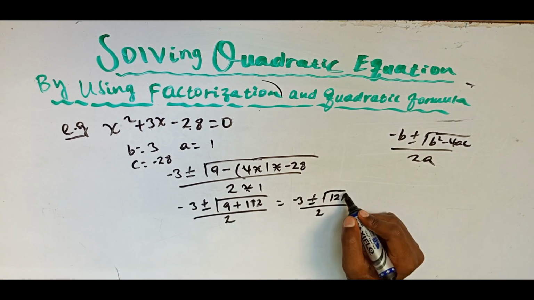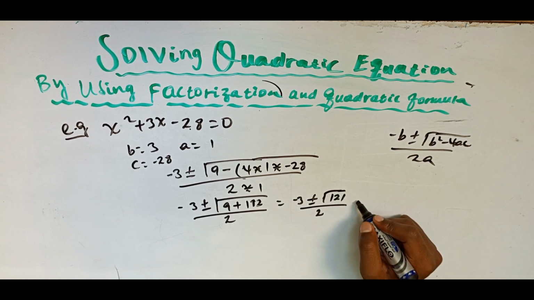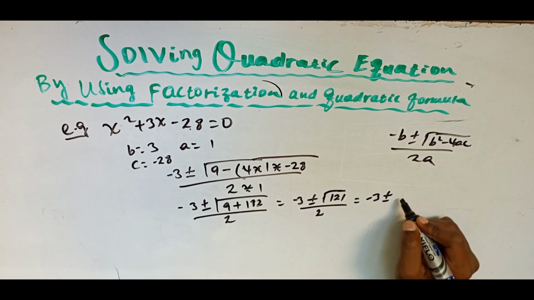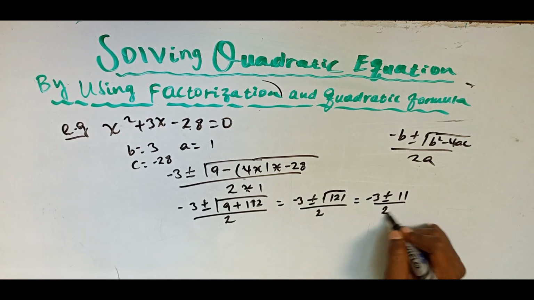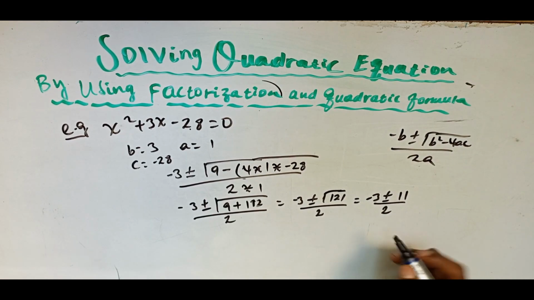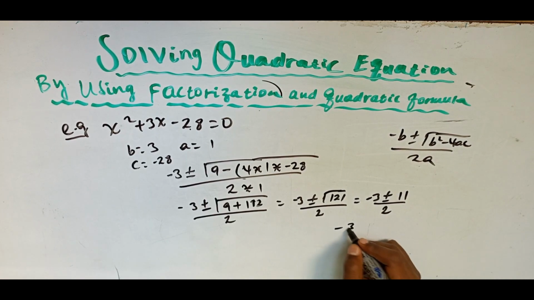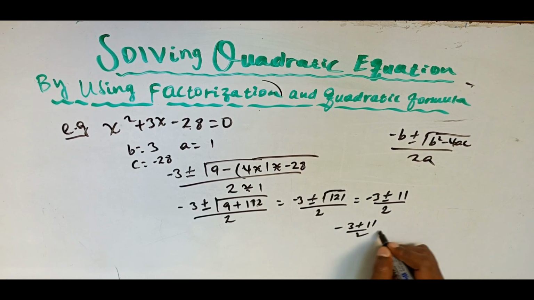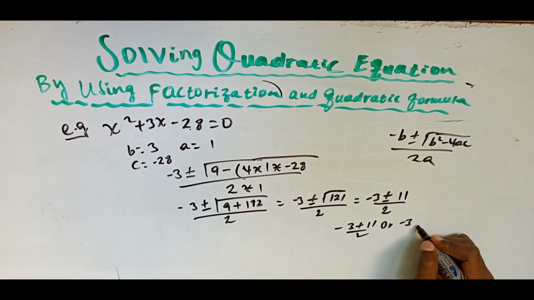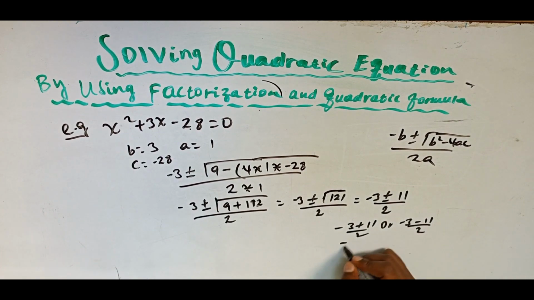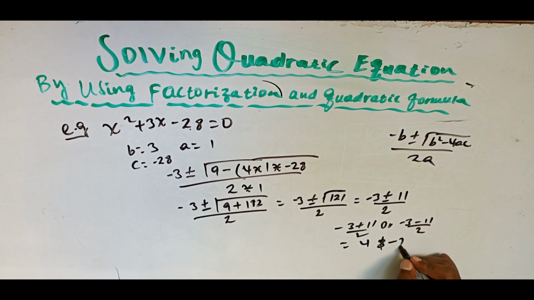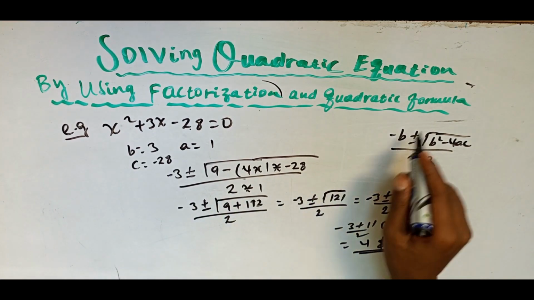If we take this out of the radical, we get minus 3 plus or minus 11 over 2. If it is further simplified, what we get is minus 3 plus 11 over 2, or minus 3 minus 11 over 2, which is 4 and minus 7. That is the final answer by using the quadratic formula.